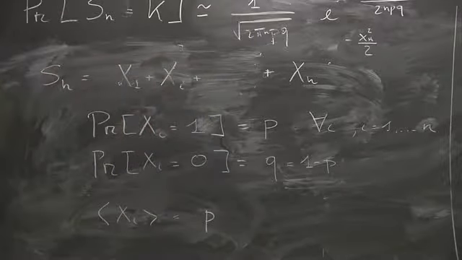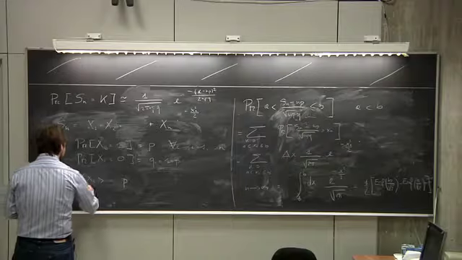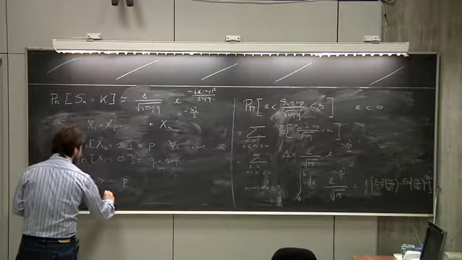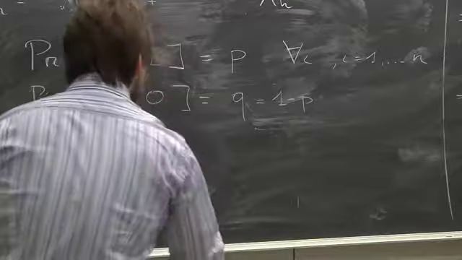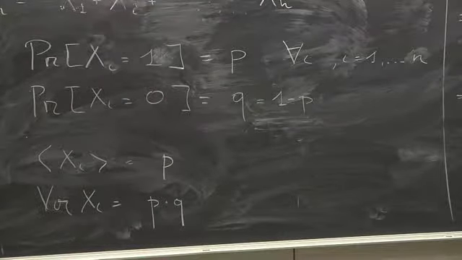Okay? And if you try to calculate the variance, this is again a very simple exercise, you will get p times q. Try to do this. It's very simple. These are very basic calculations of probability.